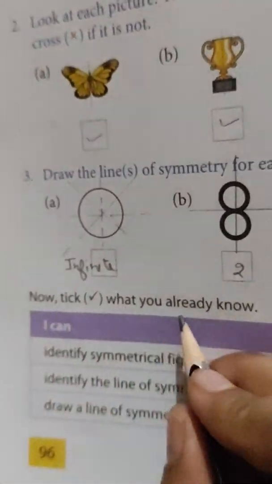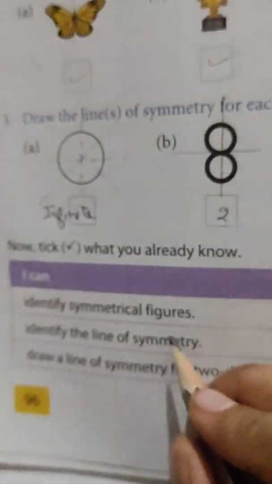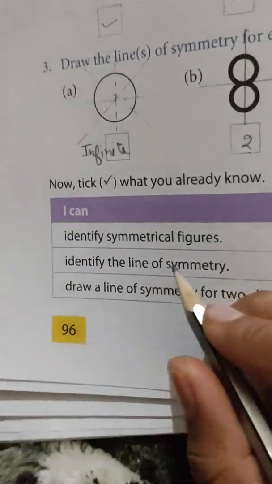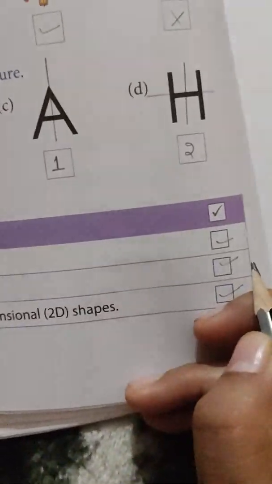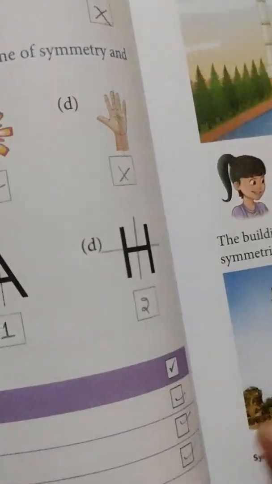Now tick what you already know. Can you identify a symmetrical figure? Yes. Can you identify a line of symmetry? Yes, we can find it out. And draw the line of symmetry in 2D shapes. So these are all 2D shapes, and I have put a tick. Now come to the exercise that we will be doing today.